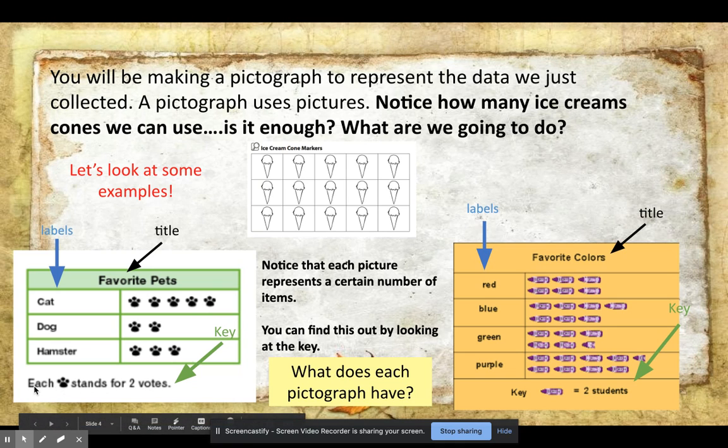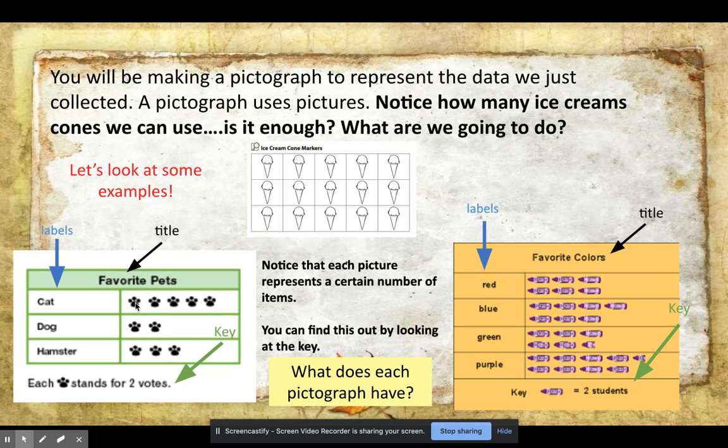We see that there's a key down here. It says that each paw print stands for 2 votes. We see that we have cats, dogs, and hamsters as their favorite pets. So we see that the cats have more votes than the dogs, and the hamsters have more votes than the dogs as well. But remember that each paw stands for 2 votes.